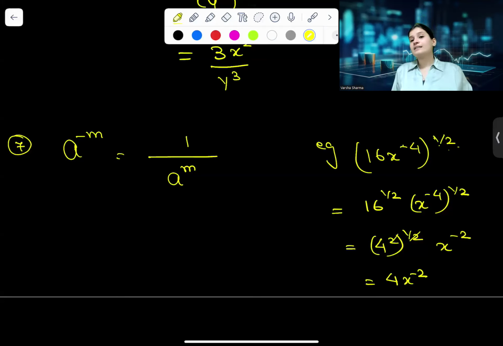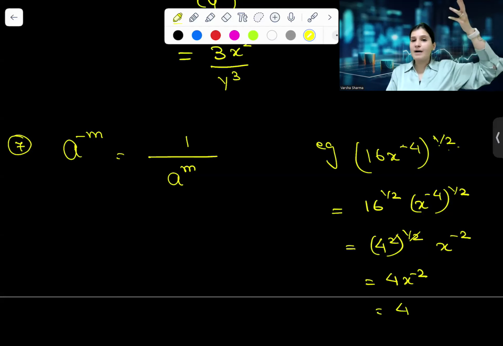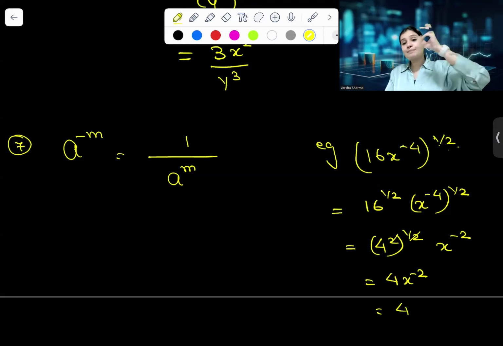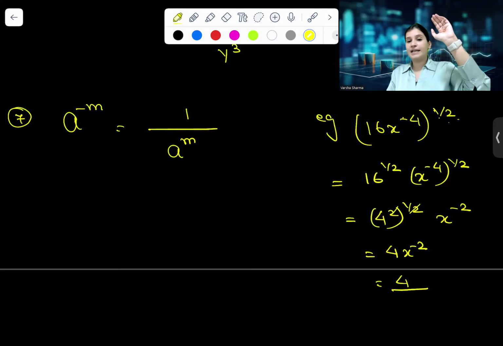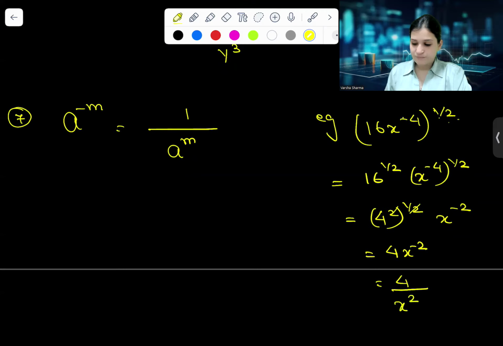We never leave our answer with a negative power. So what will happen? 4 was fine. 4 did not have a power, so the power is 1. But x power negative 2 cannot be there in the numerator because it has a negative power. So in order to make the power positive, I'll bring it down to the denominator. So x power minus 2 in the numerator becomes x square in the denominator. Clear?